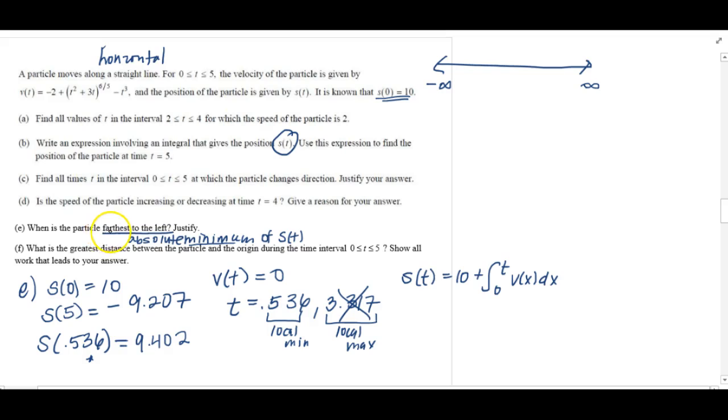Alright, so when is the particle farthest to the left? Justify. Well, the justification is all this work that I've shown. So when is the object furthest to the left? Well, that happens at t equals 5. I can see the absolute minimum is negative 9.207, but that's not what the question was asking. The question was asking, when is the particle farthest to the left? So the answer is the time. At t equals 5, the particle is farthest to the left.